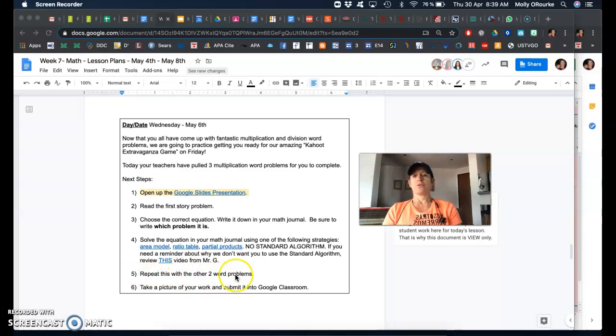Repeat this with the other 2 word problems. So you're going to read the story, choose the correct equation, write which problem it is, and solve it using area model, ratio table, partial products for the rest of them. Take a picture of your work and submit it into this Google Classroom.